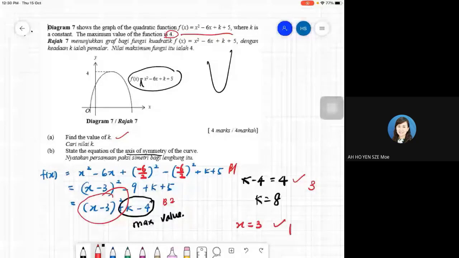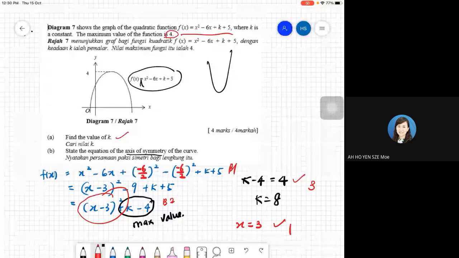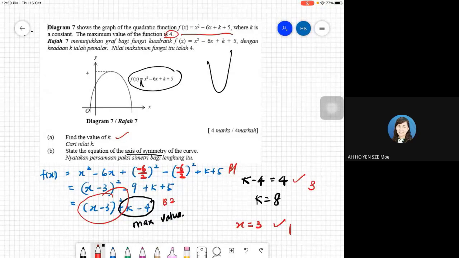Okay. So yang tak tahu tu, at least tahu cara membuat penyempurnaan kuasa 2, kamu sudah boleh dapat 2 markah. Tapi kena buat dengan betul lah. So means when you do anything, positive, negative, okay, write properly. Okay. So remember plus, bracket square, minus bracket square. Inside the bracket, take the value of B divided by 2. If the value of B is negative, then you put negative inside. If it's positive, then positive. Okay, clear?